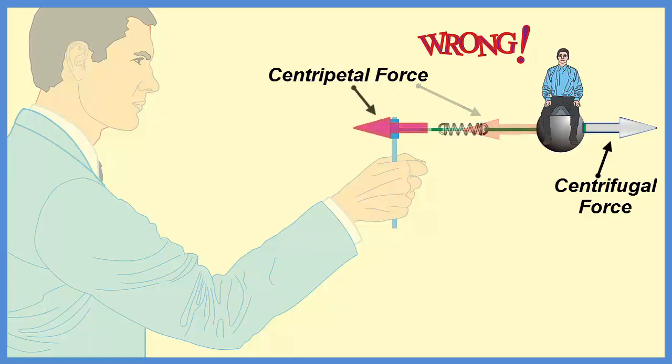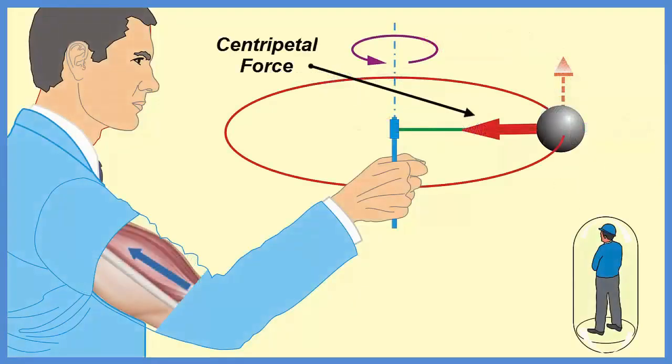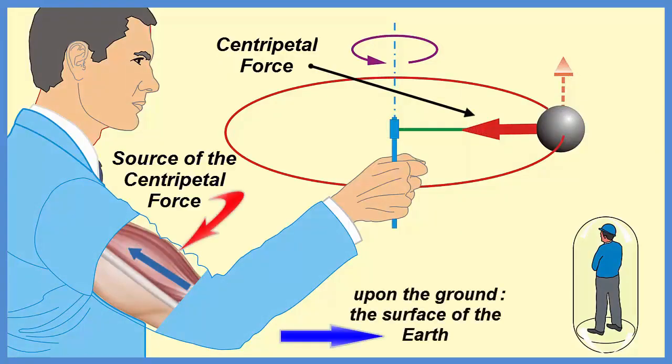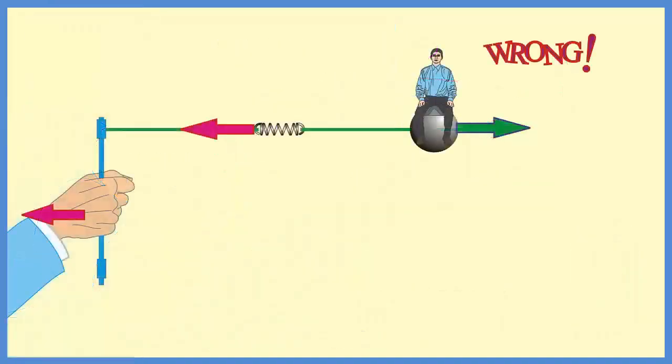But it is not. If a spring connects two portions of the cord, its stretching can be clearly noted, caused by the centripetal force. One way to conclude that the centrifugal force is not real, is observing that, while the centripetal force has its source on the arm of the experimenter, and a reaction on the ground, the surface of the earth.